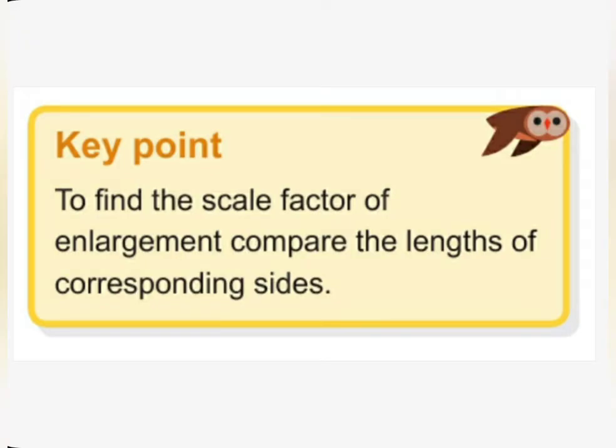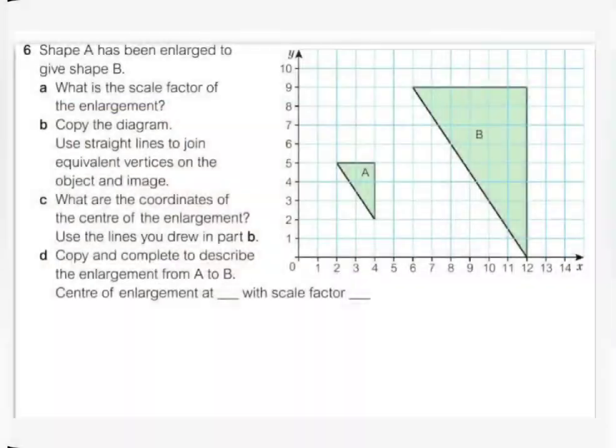The key point here says, to find the scale factor of enlargement, compare the lengths of corresponding sides. So we have to compare the corresponding sides. Divide the large one on the small one, and you will get the scale of enlargement. Now let's go back to the question and check. Now to find the scale factor, we have to compare the corresponding sides.